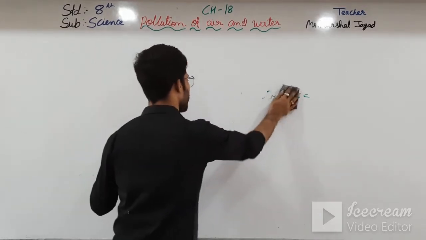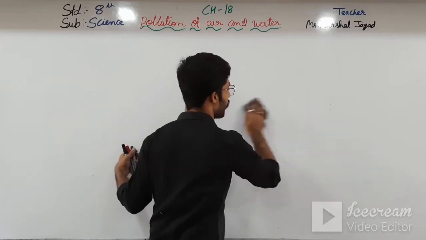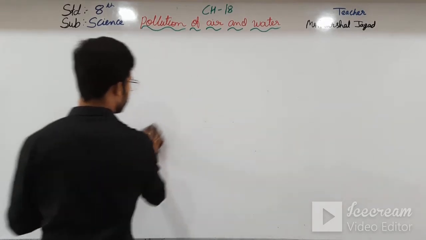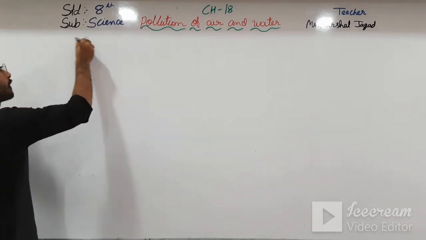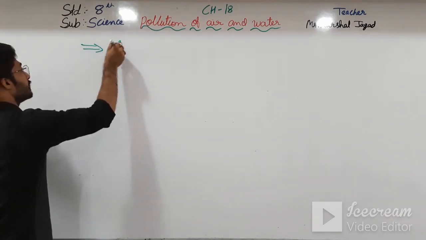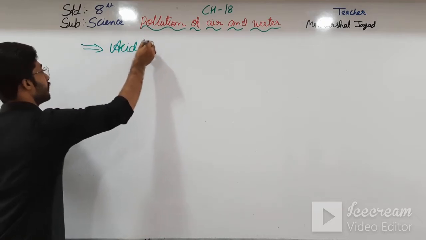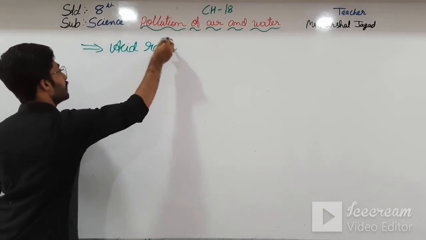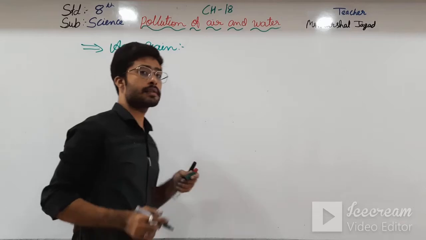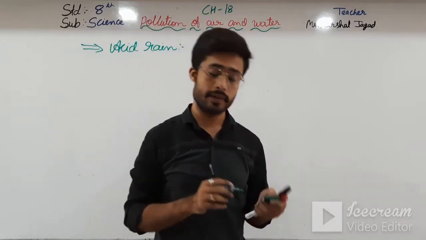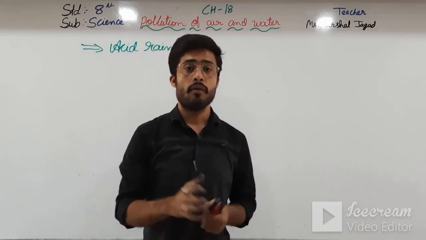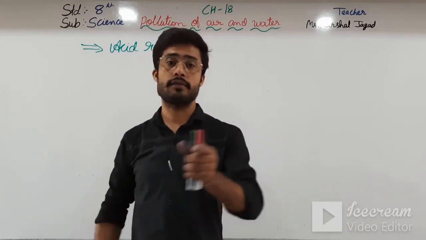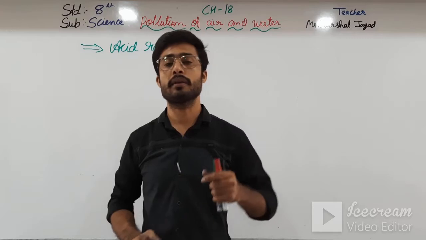Another effect of air pollution is acid rain. So first of all we will discuss what is acid rain. We have seen how acid rain is formed. Let us just talk about that.